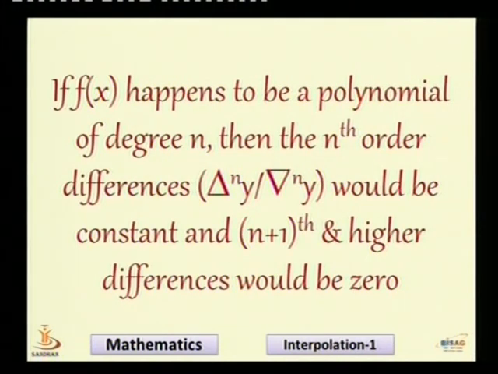Next, if f(x) happens to be a polynomial of degree n, whether we know the function explicitly or not, then the observation we can make from the difference table is that the nth order differences, whether forward or backward, that is delta raised to n y or nabla raised to n y, will always be constant, and the higher order differences, that is delta or nabla raised to n plus 1 values, whatever you calculate, will turn out to be 0.